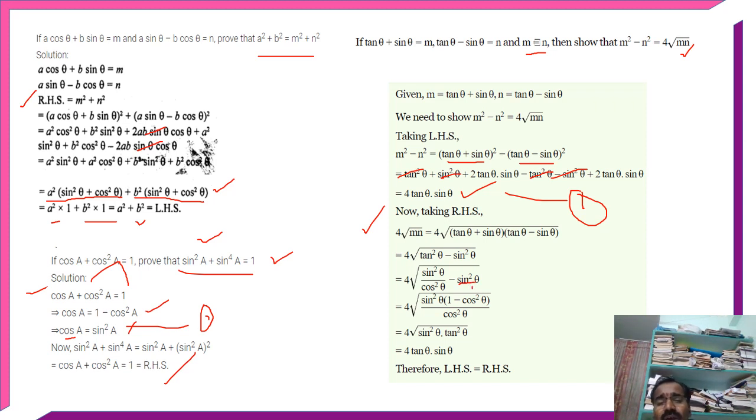So 4 into root over sin square theta factorized, 1 minus cos square theta by cos square theta. 1 minus cos square theta is sin square theta. So sin square theta into sin square theta by cos square theta, 4 into root over sin square theta tan square theta, remove the square root: 4 tan theta sin theta. We have RHS and LHS equal, hence it is proved.